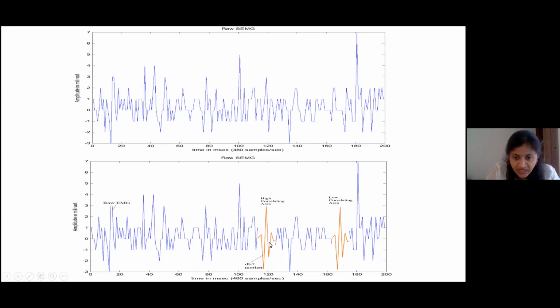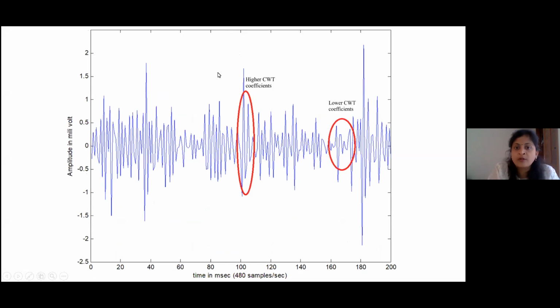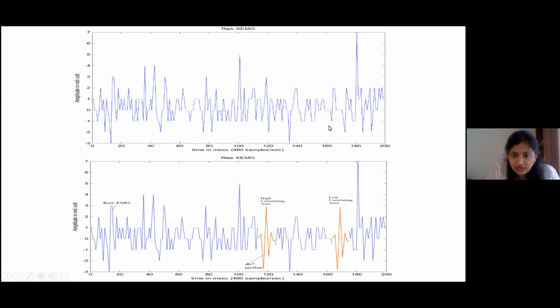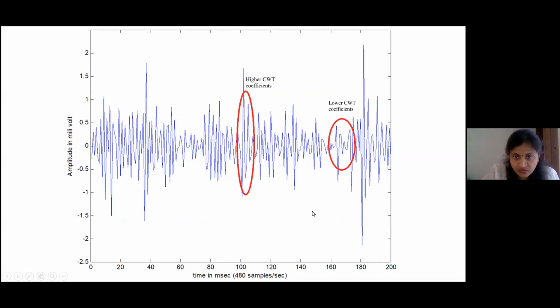So this mother wavelet at a particular scale has to be translated from this zero point towards the maximum axis of your time duration. Whenever this mother wavelet finds a high correlating area, you will get the maximum coefficients, and whenever we have a low correlating area, you will get lesser coefficients. You can see this is the higher CWT coefficient at the maximum correlating area, and here you are getting the lower CWT coefficient at the lower correlating area. So this is the continuous wavelet transform, with its scaling and translational parameters.